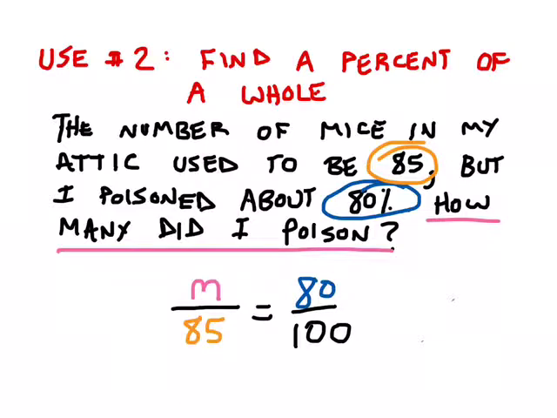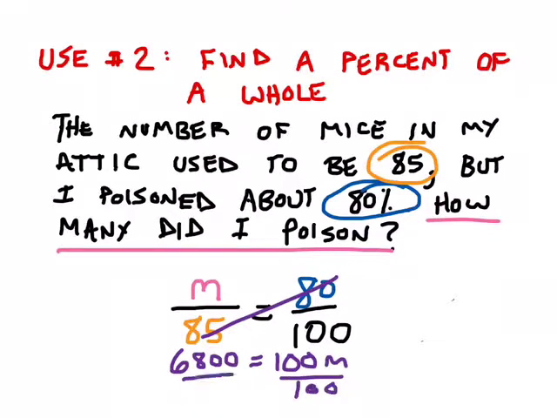Again, I'm going to finish this by just cross-multiplying. I see 85 times 80, that makes 6,800. And that equals 100 M's. I see that I'm multiplying M by 100, so the obvious solution is to divide by 100 to undo that, and I end up with the number of mice that were poisoned in this scenario was 68 mice. I poisoned 68 out of 85 mice in my attic, 80% of the group. Alright, that gets us to our last version.